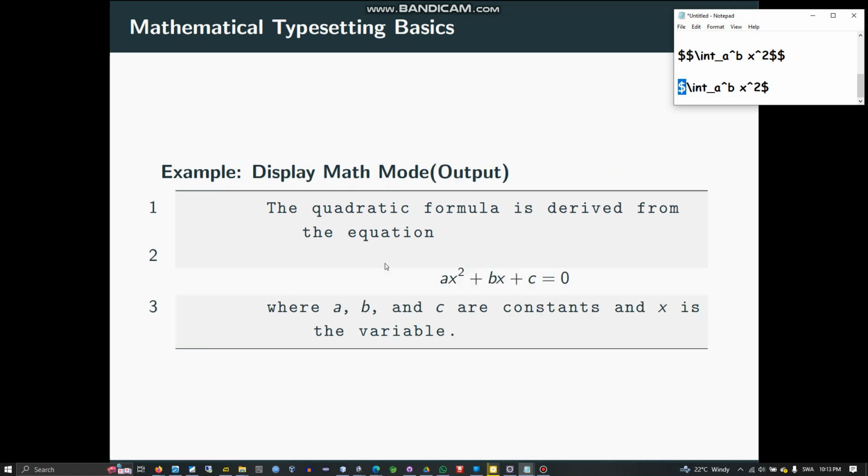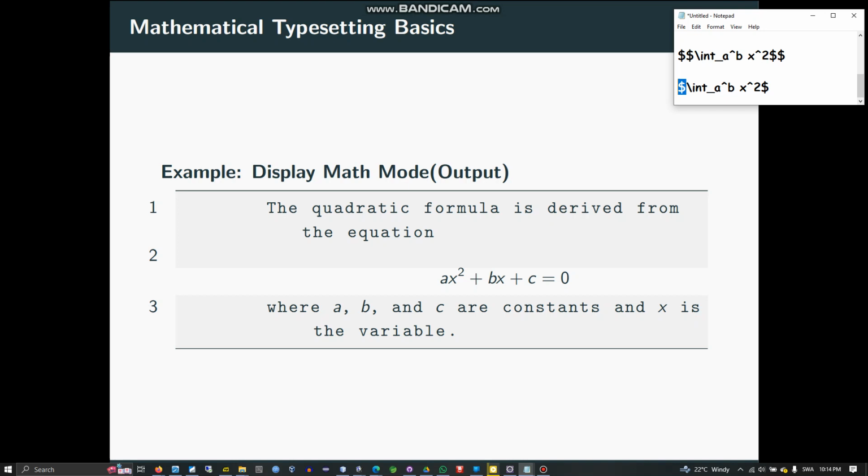So this is what we have. Let's see the output. The quadratic equation has indeed been rendered on its own line. And this one, a, b, and c, and x, the inline math mode, they have been embedded in the same line.